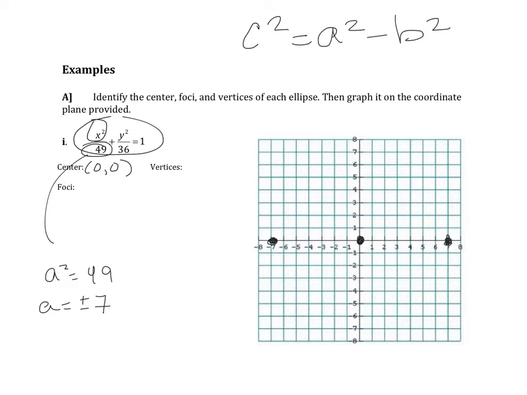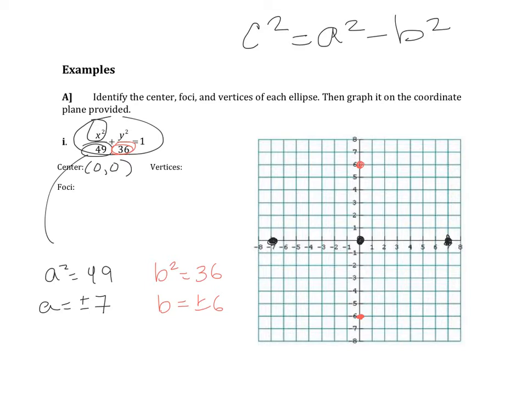And then in the y direction, this is telling us that b squared is equal to 36. Okay, and a is always the larger of the two. That's just by convention. So that means b is going to be plus or minus 6. So in the y direction, we're going up 6 and down 6.